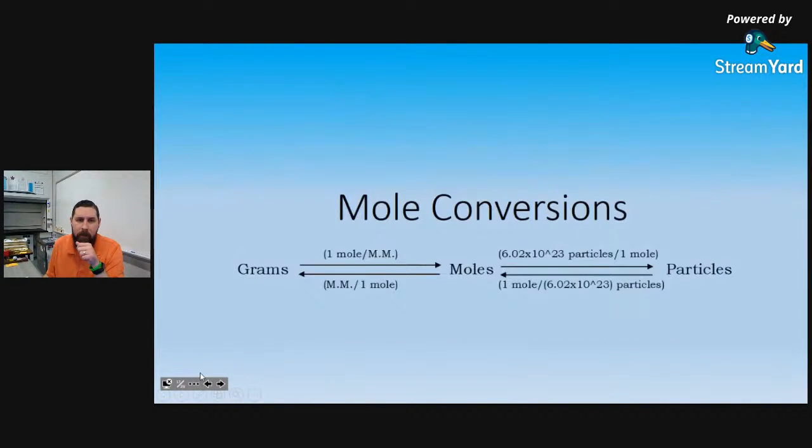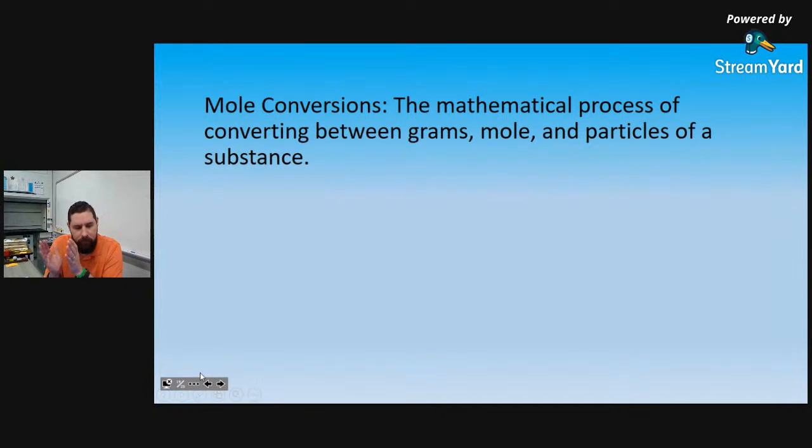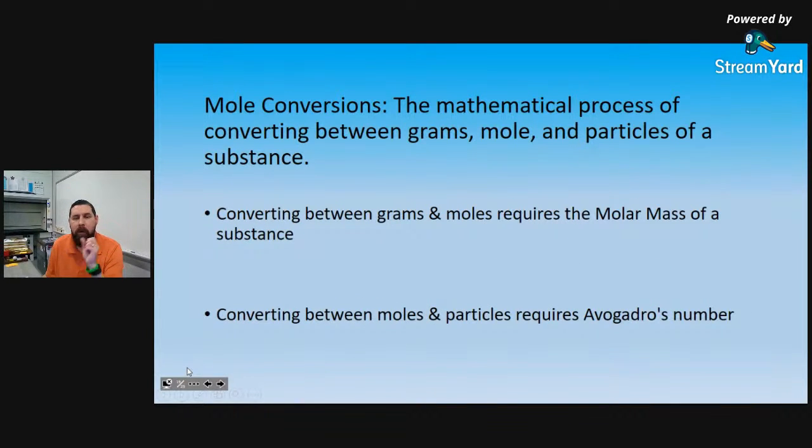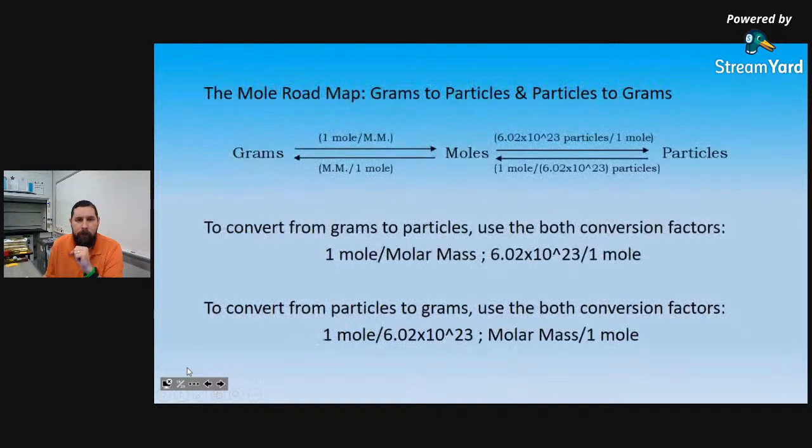To begin with, as always, we need to look at this idea of mole conversions. Again, just like talked about in the previous two videos, this is just the mathematical process that we're using to go from grams to moles and then to particles, or particles to moles, back to grams. Additionally, don't forget, if we are converting between grams and moles, we need the molar mass of a substance, and that's been covered in a previous video. And if you are going to be converting between moles and particles, we need Avogadro's number.